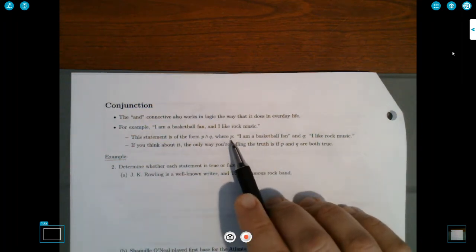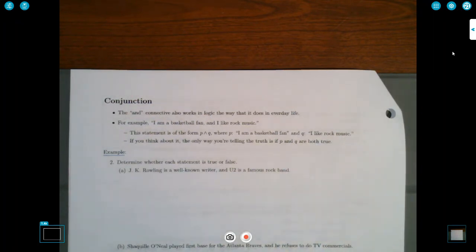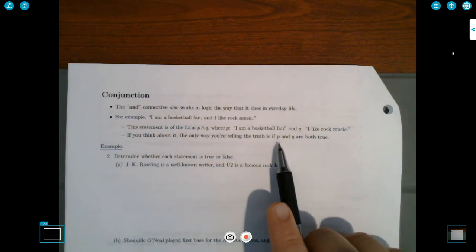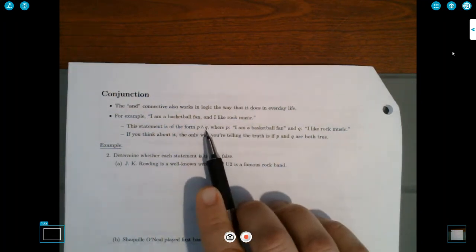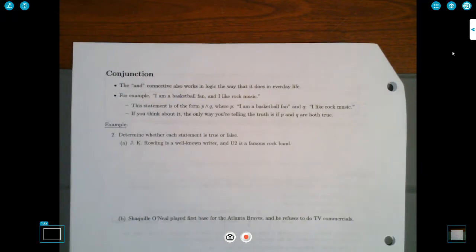We could have chosen different letters, maybe B and R. B for basketball, R for rock music. I don't know. But anyway, the only way you're telling the truth is if both P and Q are true, right? They both have to be true in order for P and Q to be true. All right? So let's determine whether each statement is true or false. So this first one says J.K. Rowling is a well-known writer, and U2 is a famous rock band.